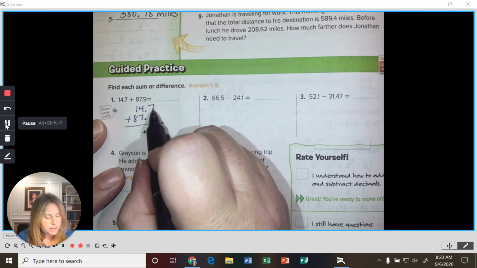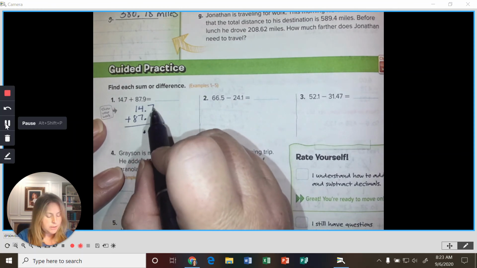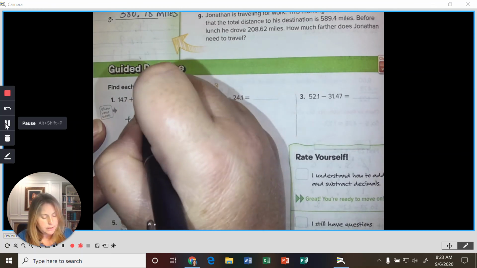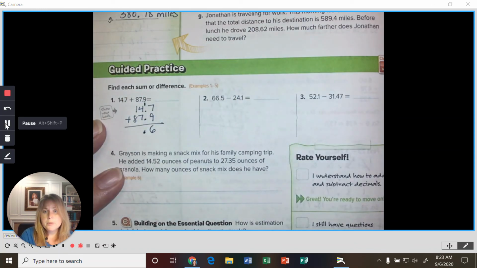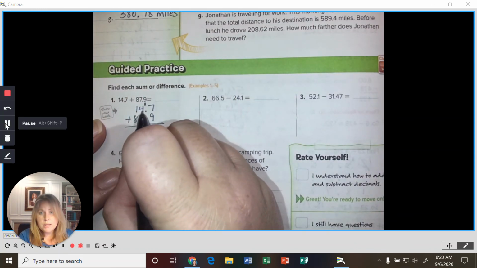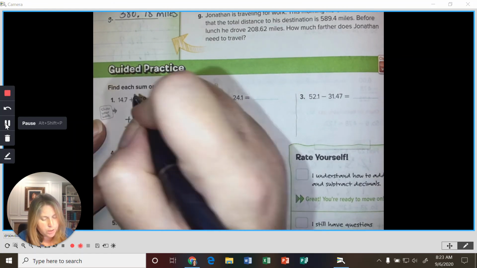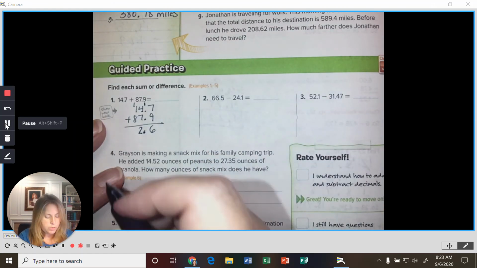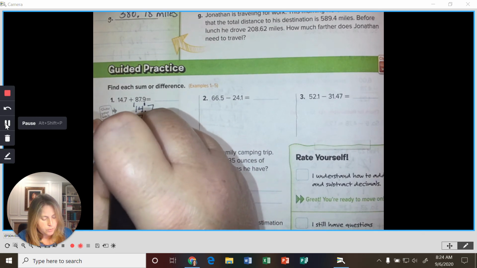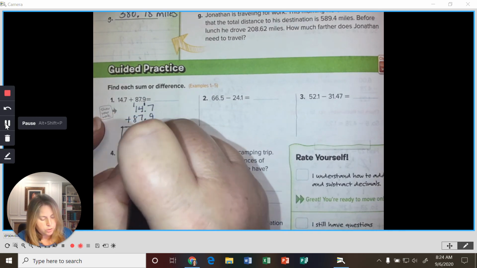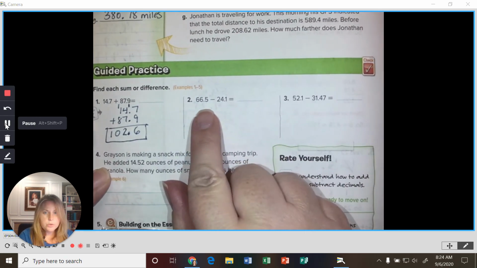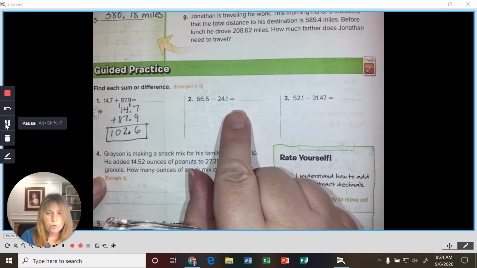Okay, line up the decimals. 7 plus 9 is 16. We write the 6, carry the 1. 7 plus 4 is 11, plus 1 is 12. Write the 2, carry the 1. 8 plus 1 plus 1 is 10. So we have 102.6.